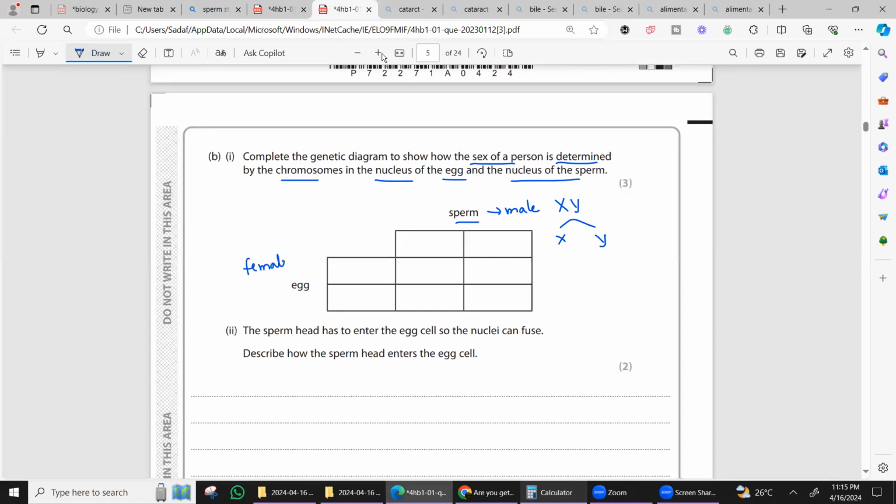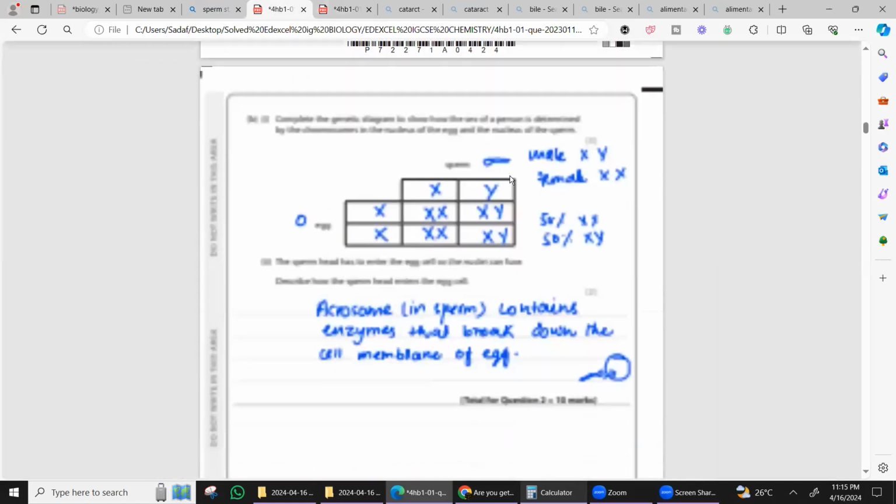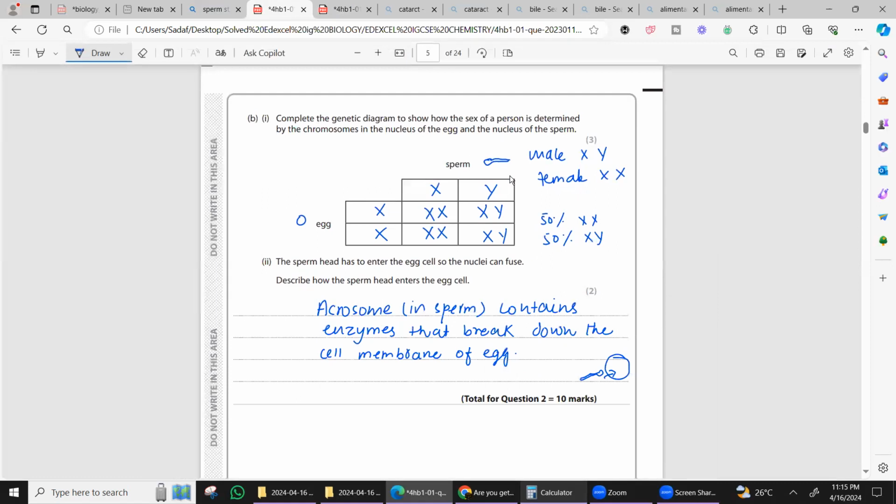Female sex chromosomes are XX. So the eggs contain X chromosomes. So here the cross is showing the egg contains XX, and the sperm contains either X or Y. So the cross is showing that if X combines with X, it makes a daughter.